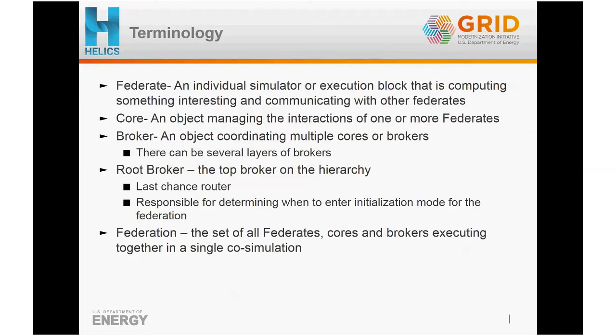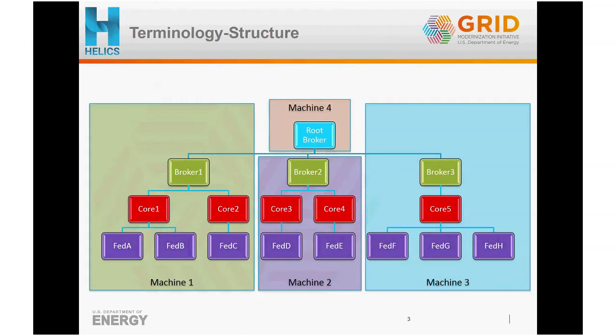The Federation is the set of all these federates, cores, and brokers, basically everything together that forms a single co-simulation. Graphically, you can see what this looks like. The intention is to have Helix work across multiple machines and multiple different systems. So you can have the root broker working on one system, the sub-brokers on others or the same system, and then each broker is responsible for one or more cores, and each core can be managing one or more federates. And these can all be on different or the same machines.